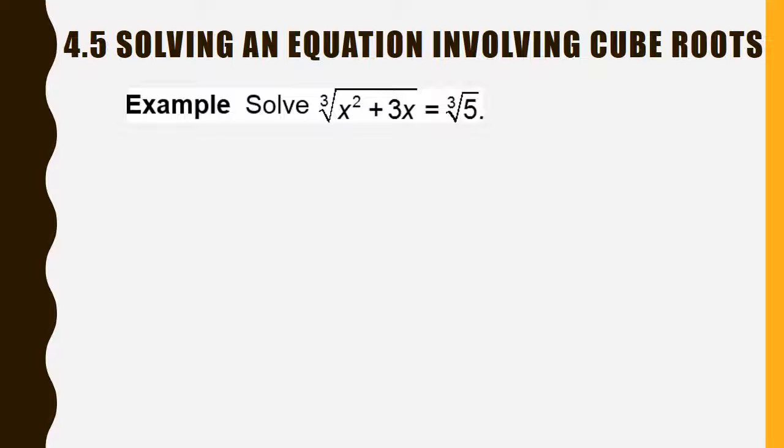Now we're going to solve one that involves a cube root. Same procedure. Give the recording a pause, give it a try, and resume the recording to check your answer.